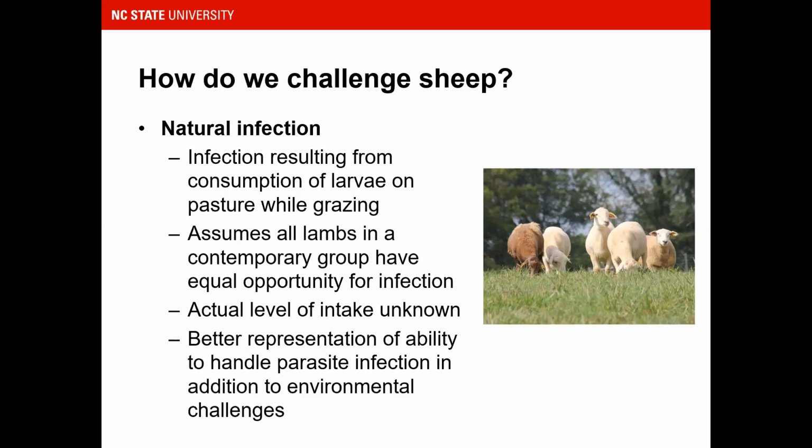We don't know for sure if they're all getting the same level of larvae, if they're all consuming the same amount of infective larvae. But it's a better representation of their ability to handle parasite infections in the face of a lot of other environmental challenges. So sheep that are out grazing are exposed to heat stress, exposed to co-infection with other parasites, could be coccidia, other bacterial challenges, etc. They're faced with a lot out in the grazing environment. And using that natural infection model, we can really evaluate how well they're able to respond to the parasite in the face of all these other challenges as well.